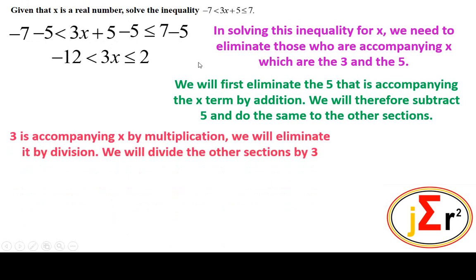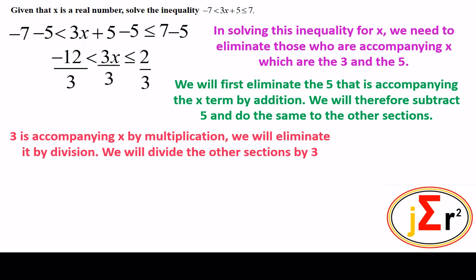3 is accompanying x by multiplication. We will eliminate it by division. So we need to eliminate this 3 also. And because it is accompanying x by multiplication, we will eliminate it by division. We will therefore divide 3x by 3. And to maintain the integrity of the inequality, we will do the same to the other sections in order that the other section will be affected in the same way.